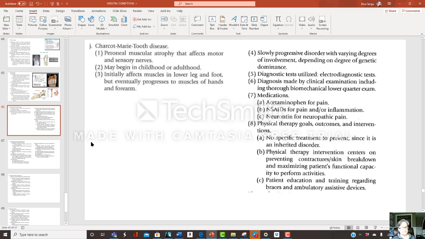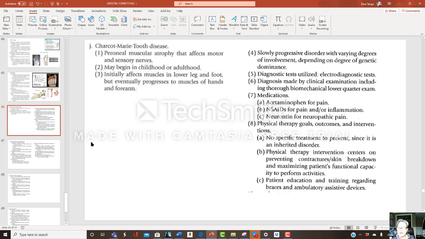Charcot-Marie-Tooth disease. Peroneal muscular atrophy that affects motor and sensory nerves. May begin in childhood or adulthood. Initially affects muscles in lower leg and foot, but eventually progresses to muscles of hands and forearm. Slowly progressive disorder with varying degrees of involvement depending on degree of genetic dominance. Diagnostic tests utilized are the electrodiagnostic test.